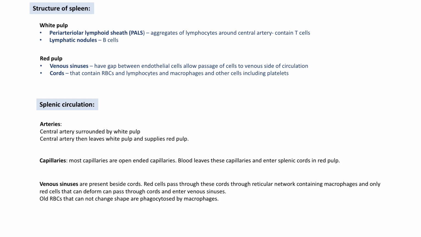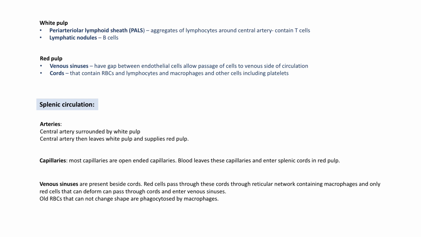So we discussed that the spleen consists of white pulp and red pulp. White pulp consists of periarteriolar lymphoid sheaths and lymphoid follicles that contain B cells, and red pulp contains venous sinuses and splenic cords. In splenic circulation, the central artery is surrounded by white pulp, then it supplies the red pulp and ends in open-ended capillaries. Blood is then collected in venous sinuses present in splenic cords, and these venous sinuses then join veins.